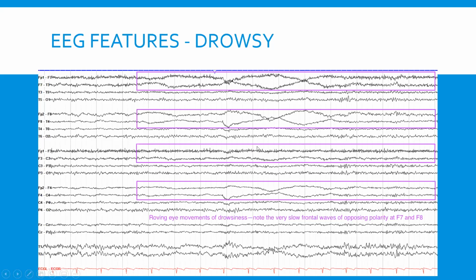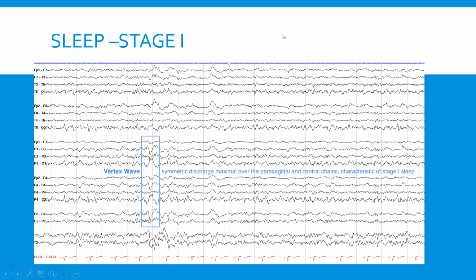So that's drowsy. So here we get to sleep. So these are the different stages of sleep. So this is stage 1 sleep. It's not important to know all the findings of sleep, but you should just know that some of this pointy looking stuff during wakefulness is abnormal, but during sleep, this is totally normal. These are called vertex waves. They're just features of sleep.